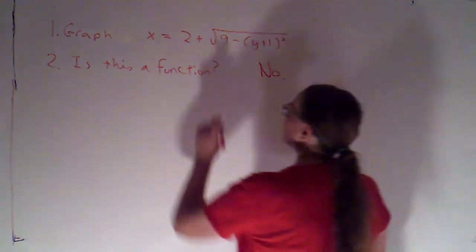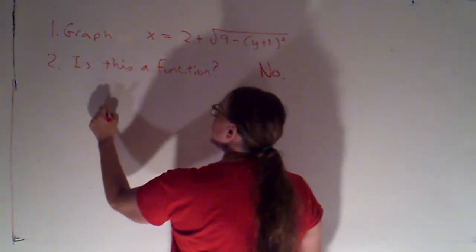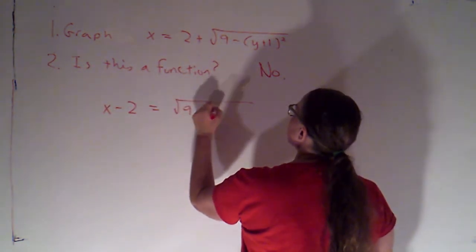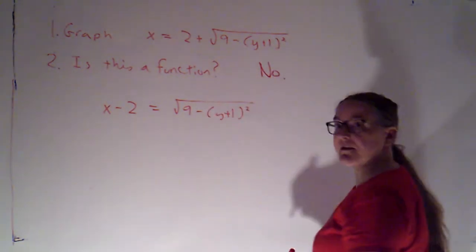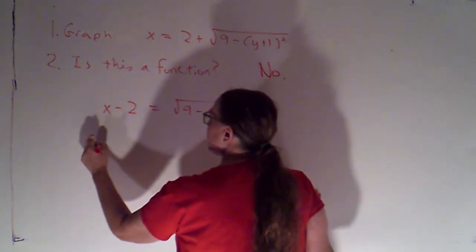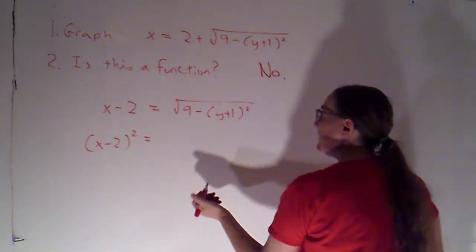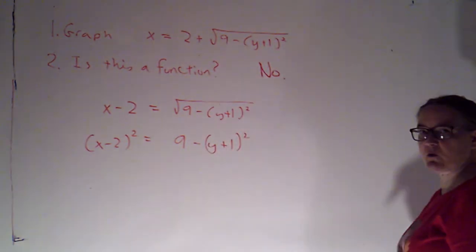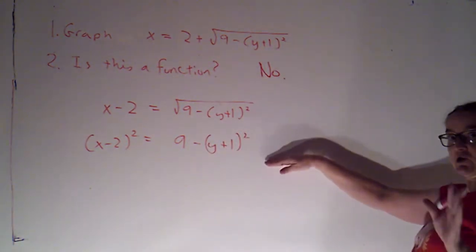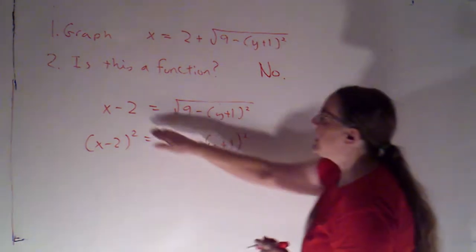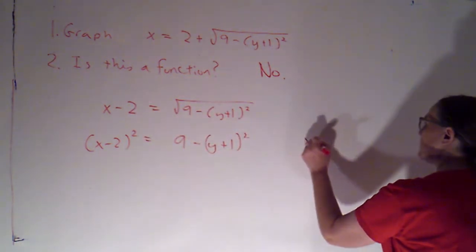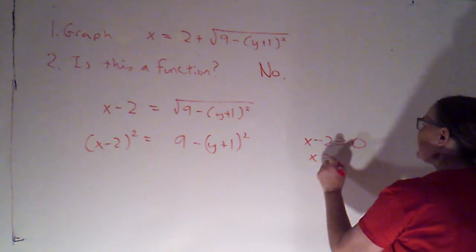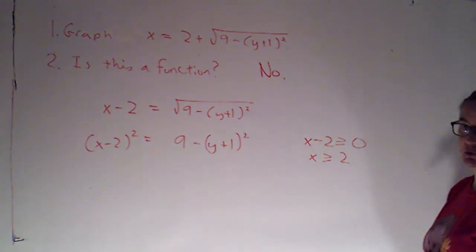Let's now see if we can graph this. So I'm going to isolate the root, so I'm going to subtract that 2 over to the other side. So x minus 2 is the square root of 9 minus (y plus 1) squared. And then I can square both sides. So I can say (x minus 2) squared is 9 minus (y plus 1) quantity squared. But when I square it, I want to make sure that I don't lose any information. Here, x minus 2 was this principal square root. So x minus 2 had to be bigger than or equal to 0, which means x is going to have to be bigger than or equal to 2.